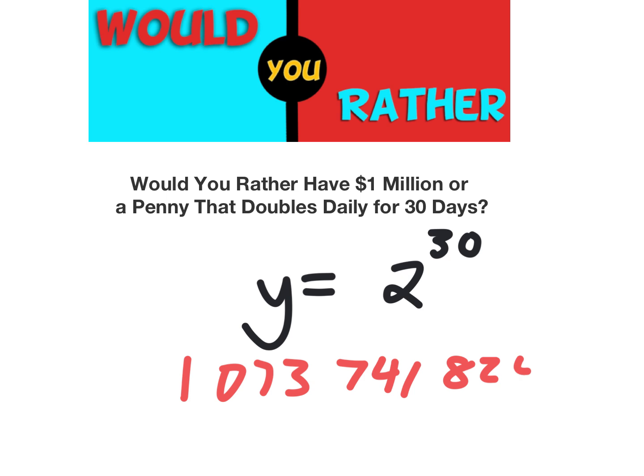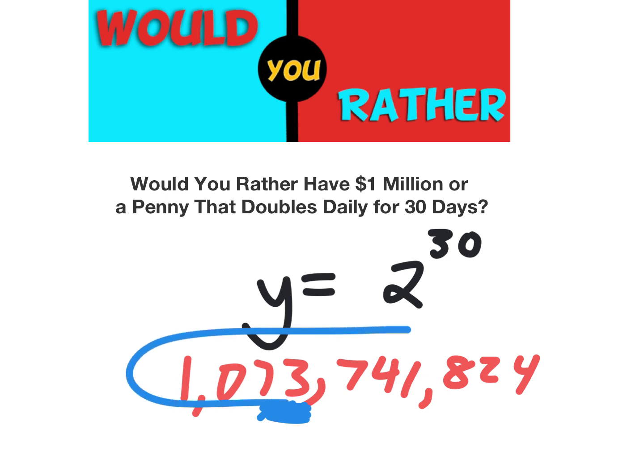1,073,741,824. Can anybody verify that number? Yes. Okay, a lot of people are saying yes. Okay, I want you to process that for just a second. That one was in the millions. This is over $1 billion. So if you could actually find somebody who would be willing to do that deal with you, maybe our government, maybe that stupid, I don't know, $1 billion to give you your penny a day, doubling.